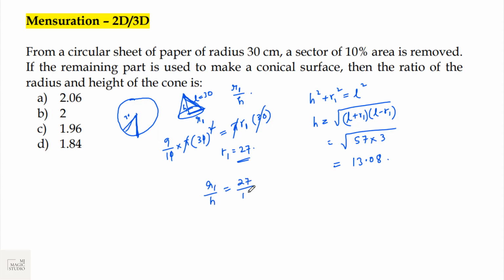So now r1 by h is 27 by 13. It should be a little more than 2. 13 into 2 is 26, it is 27. So this is greater than 2. And the only option greater than 2 is 2.06. So in calculation also, we are getting it as 2.06. Option A is the pick.